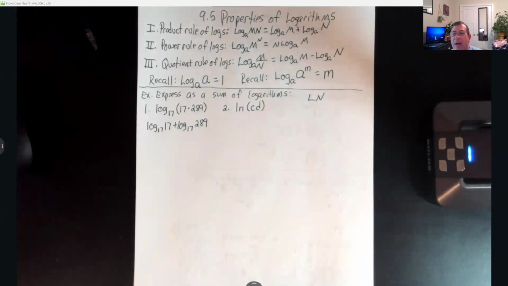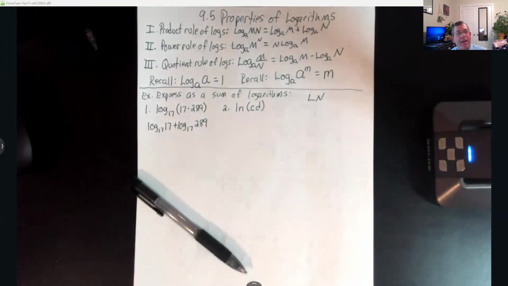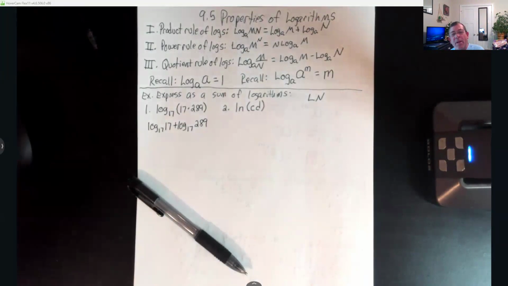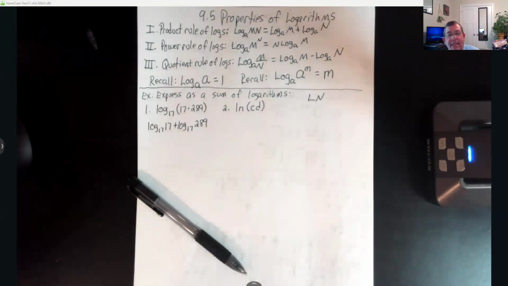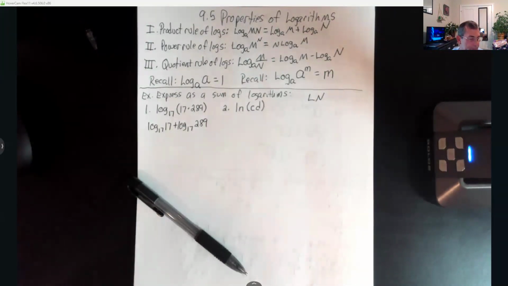So how about you try that one right there? Put it in the chat. Tell me what we would get when we express the ln of C times D as a sum of logarithms.